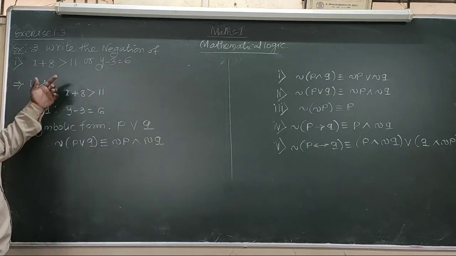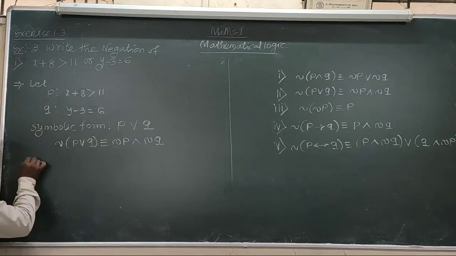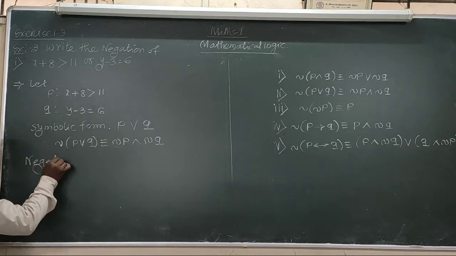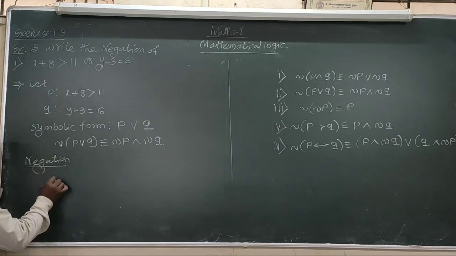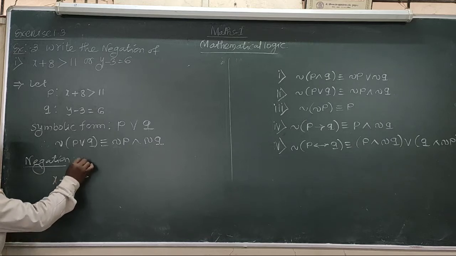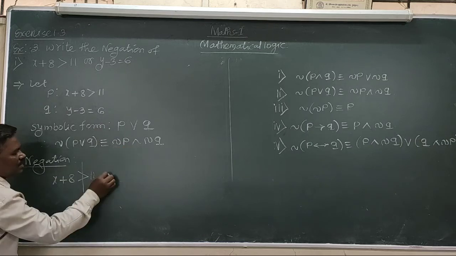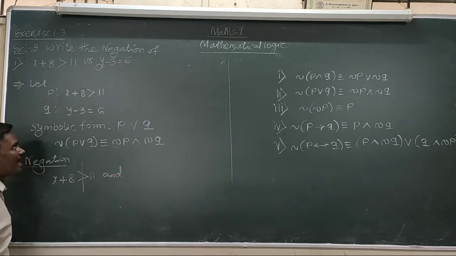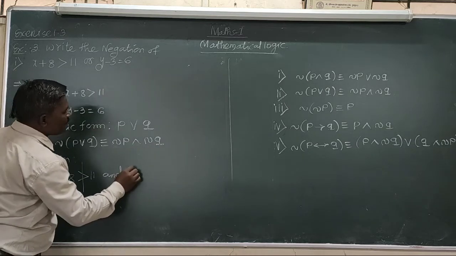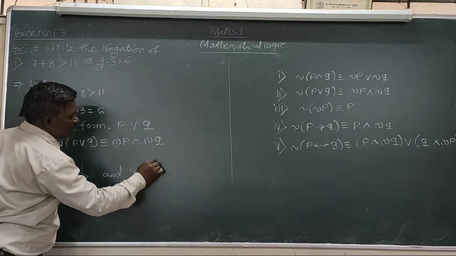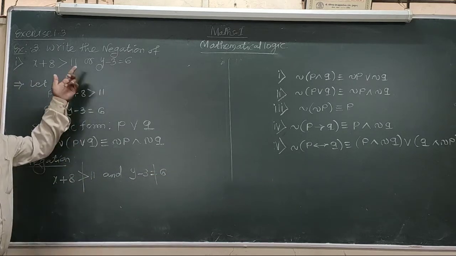Therefore, the negation of this compound statement is: x plus 8 is not greater than 11, and, converting to the conjunction connective, y minus 3 is not equal to 6. Negation of Q represents y minus 3 is not equal to 6. That is the negation of the given compound statement.